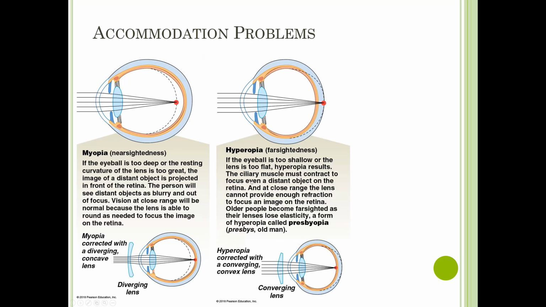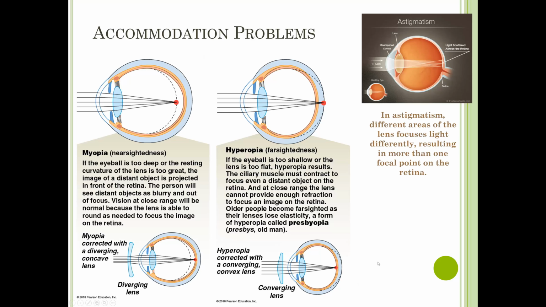In the condition of hyperopia or farsightedness, the eyeball is either too shallow or the lens is too flat. Again, you can be born with these conditions. And in hyperopia, the focal point is behind the retina. So you can see things clearly at a distance, but you have trouble focusing on things close up. This is why it's called farsightedness, because you can see far, but you have trouble seeing close up. And again, you can correct this with glasses and contacts.